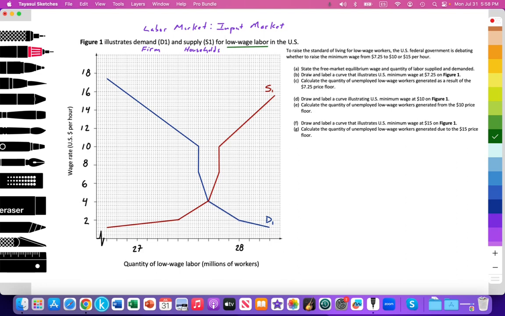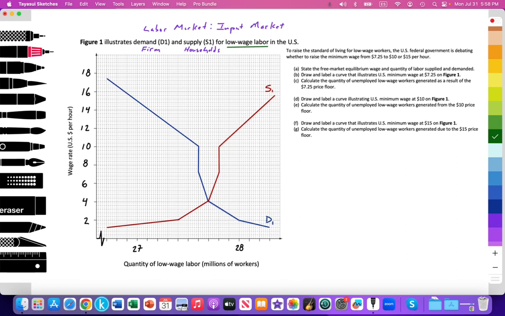Question A says, state the free market equilibrium wage and quantity of labor supplied and demanded. So please pause this video and look at this and then think about what your answer would be for that question. Go ahead and pause the video now.